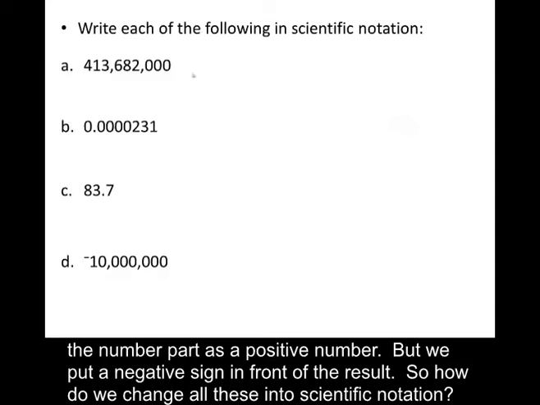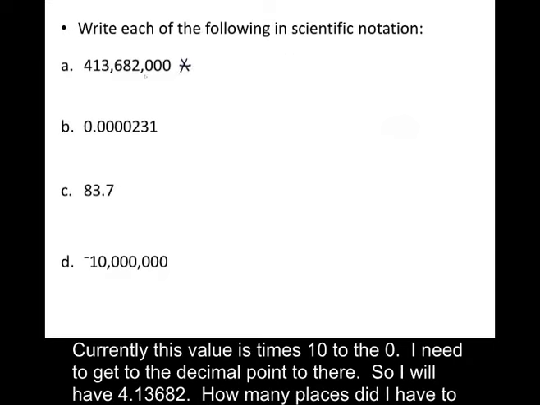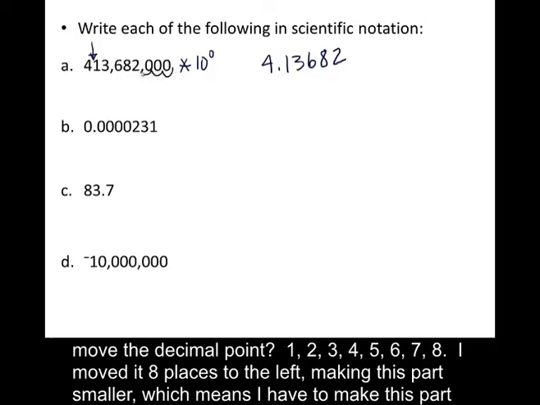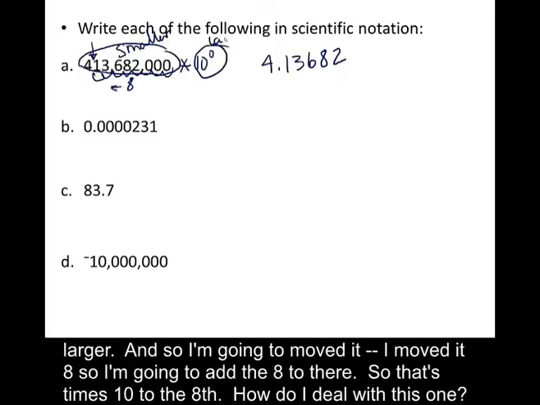So how do we change all these into scientific notation? Currently, this value is times 10 to the 0. I need to get the decimal point to there, so I will have 4.13682. How many places did I have to move the decimal point? 1, 2, 3, 4, 5, 6, 7, 8. I moved it 8 places to the left, making this part smaller, which means I have to make this part larger. I moved it 8, so I'm going to add the 8, so that's times 10 to the 8th.